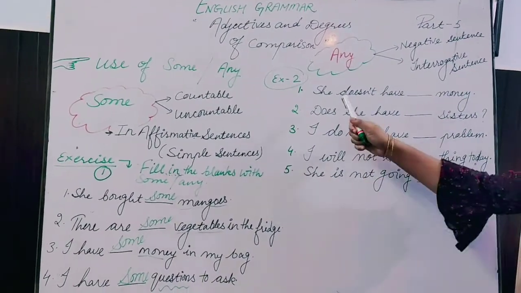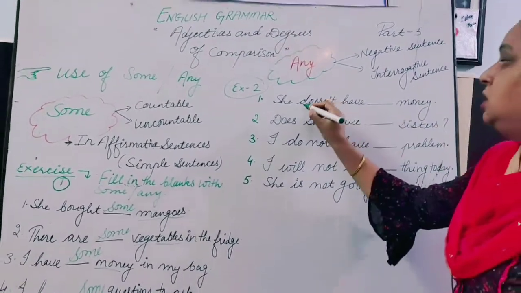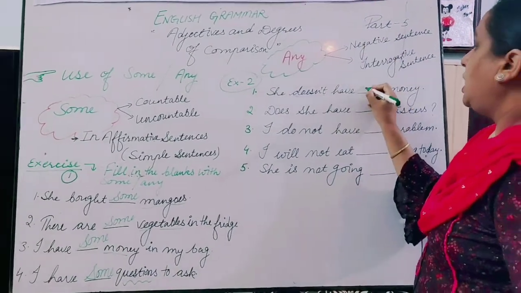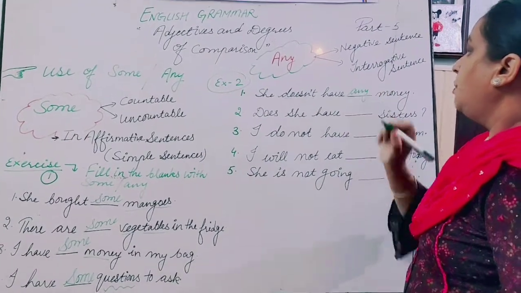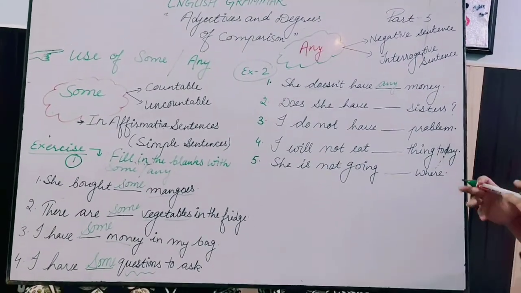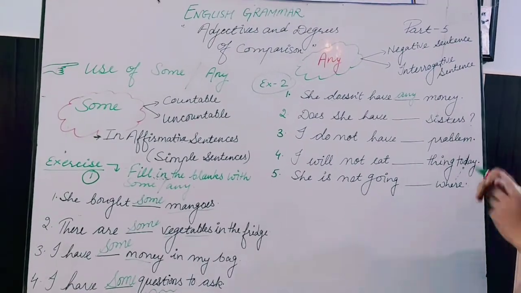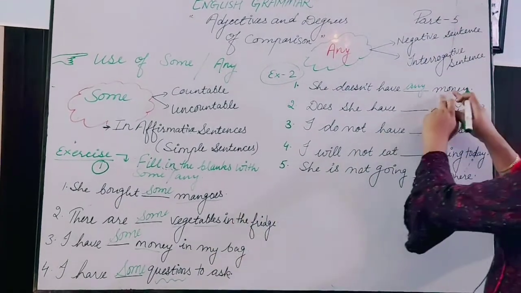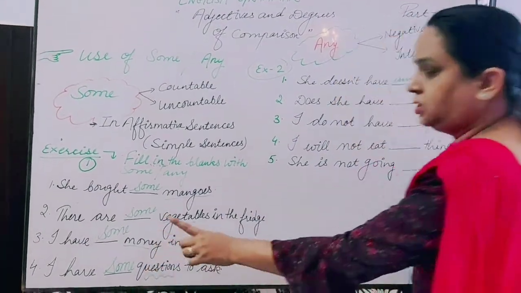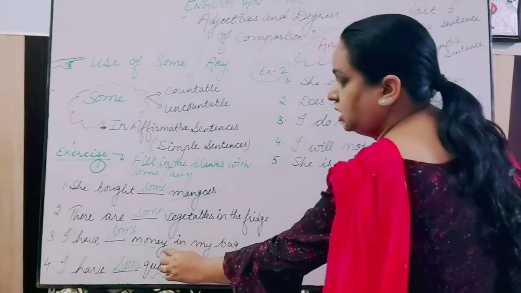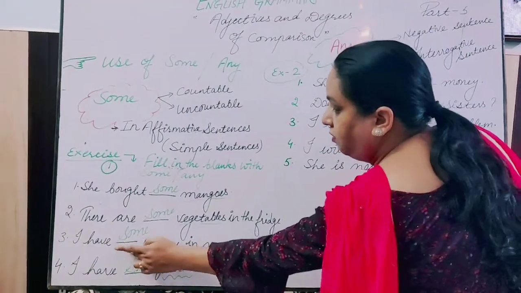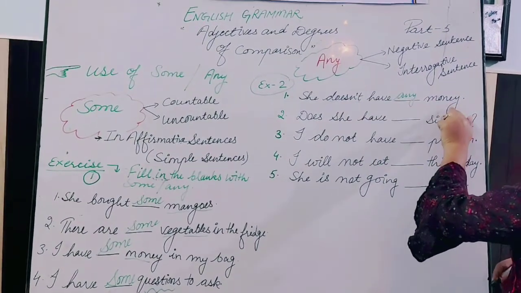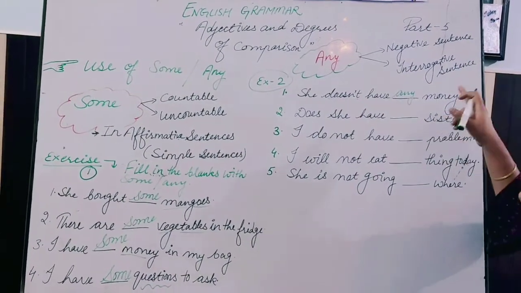For example, she does not have money. Does not is giving the negative sense. So what we have to do here? Any. She does not have any money. One confusion I want to satisfy: she does not have any money. Here it is money and here it is money. But the difference is this is an affirmative sentence, and here, she does not have any money, because the sentence is a negative.